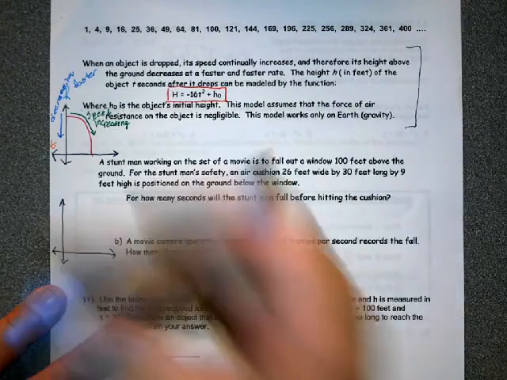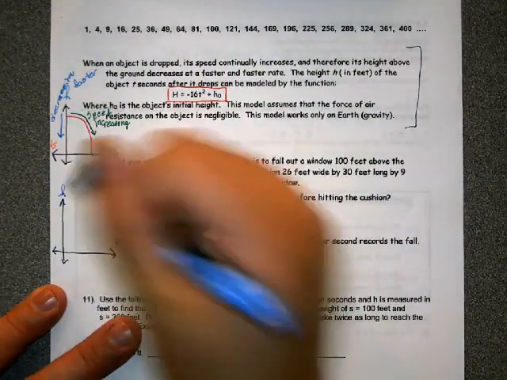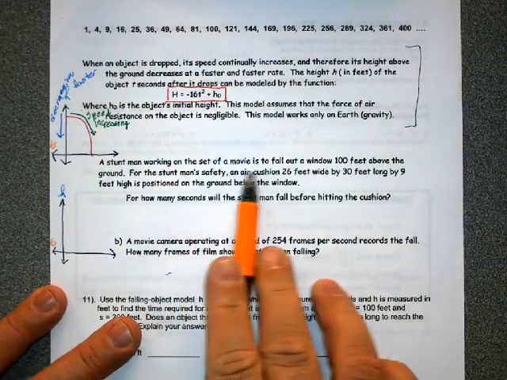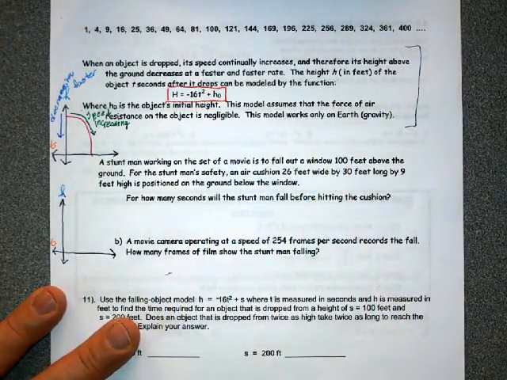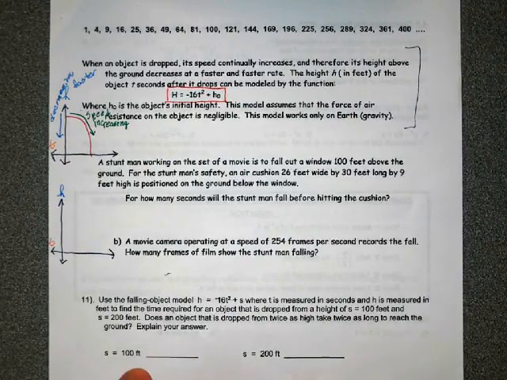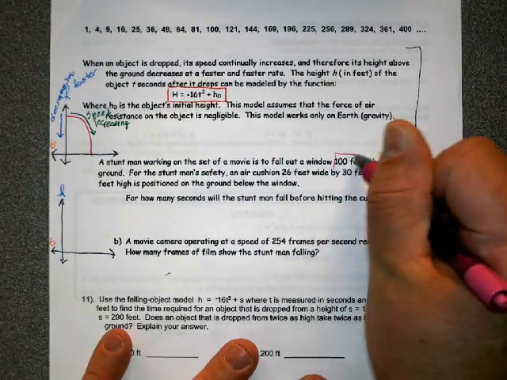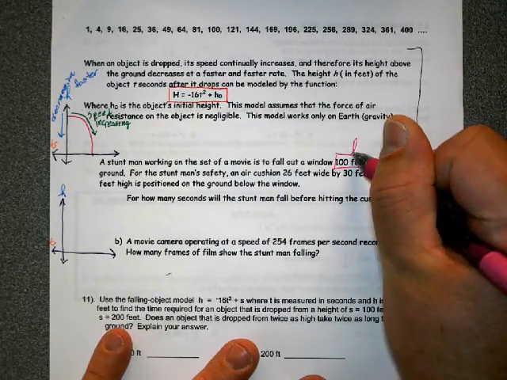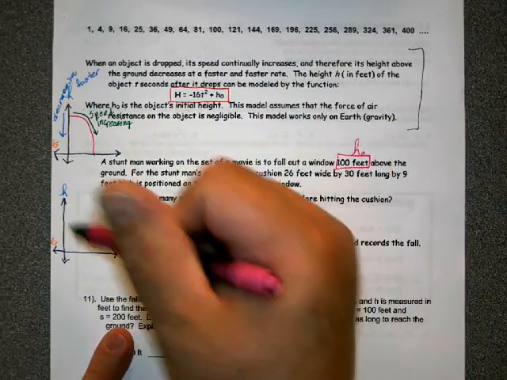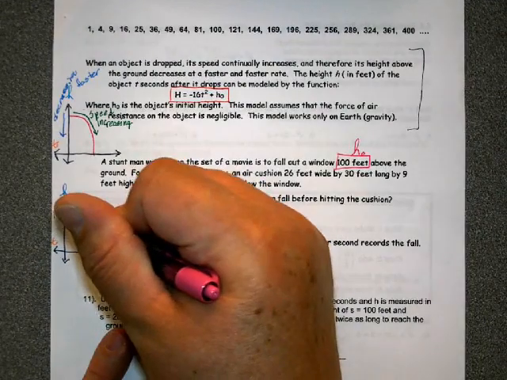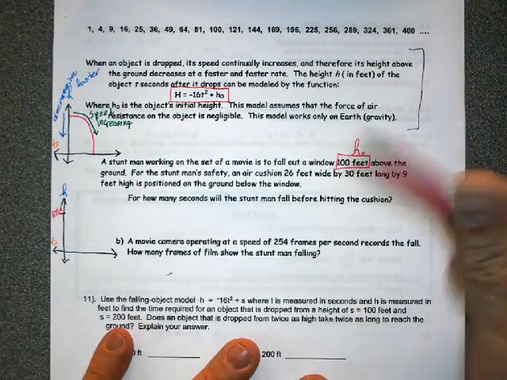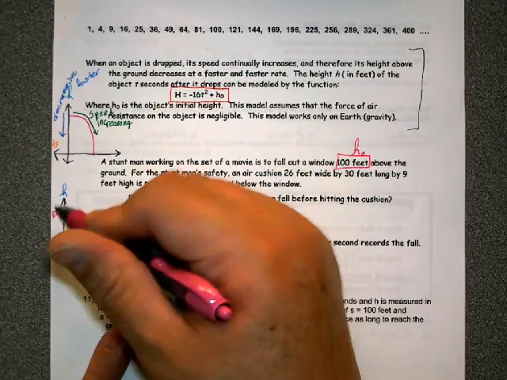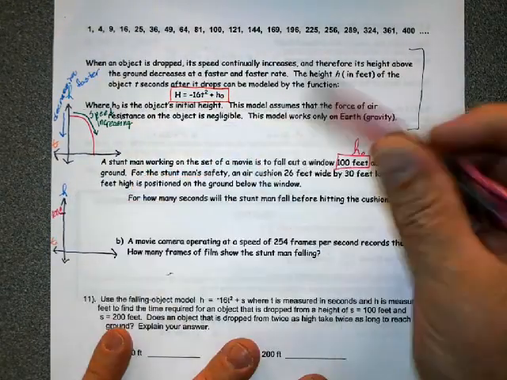Okay, so I got my height, got my time. Let's see, fall out 100 feet. By the way, what does that represent, the 100 feet? That's our initial height, right? So 100 feet here. So he's going to jump out of this window for a movie, right? Well, let's keep going here.